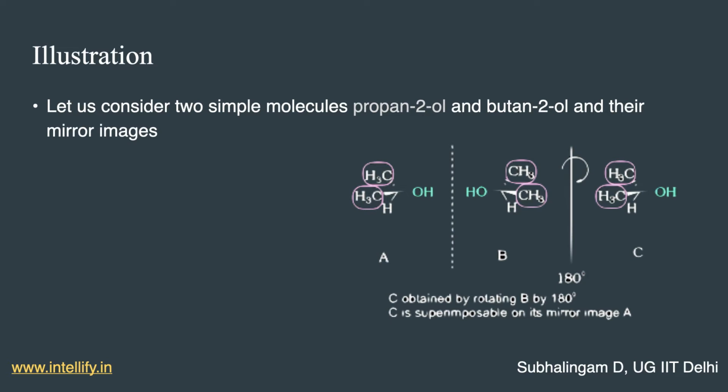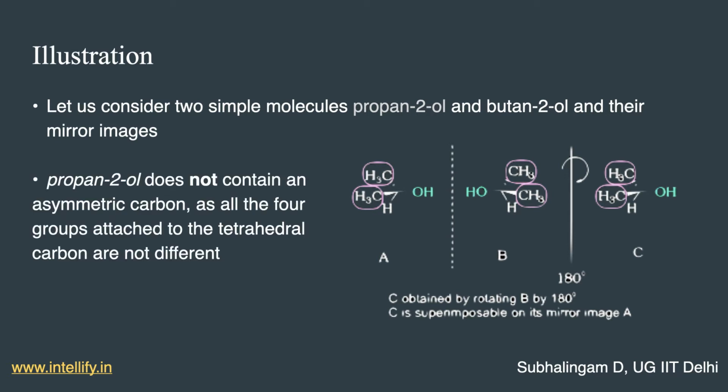So this is propan-2-ol on the left, and the one in the middle, that is called B, is the mirror image of A. And I'm rotating B by 180 degrees and I get C. C is obtained by rotating B by 180 degrees. C is superimposable on its mirror image A.